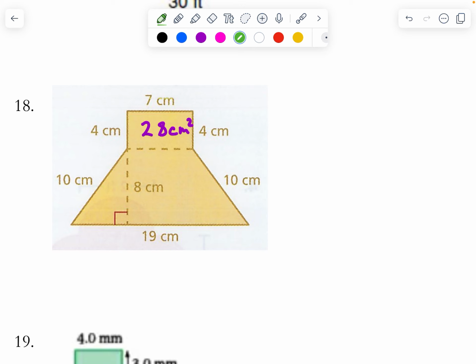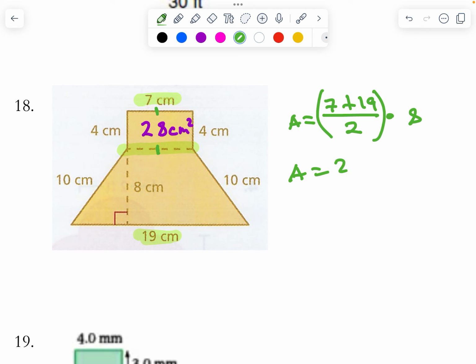And now I have a trapezoid. A trapezoid is this one right here. In order to get my trapezoid, I have to understand that these two sides are congruent. So once again, my area of a trapezoid is going to be my base 1. I'm going to use 7 as my base 1 because it's congruent to this side. I'm going to add 19 to this, plus 19, divided by 2, times my height being 8.